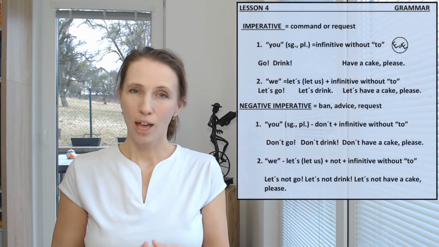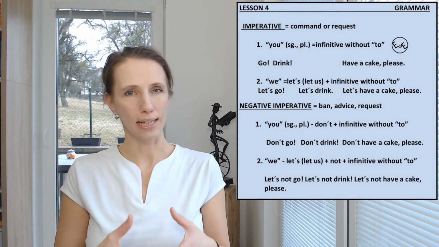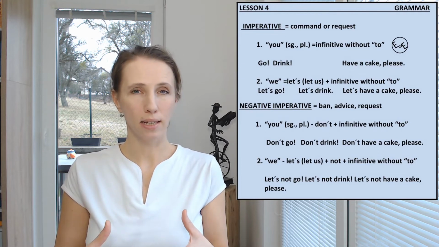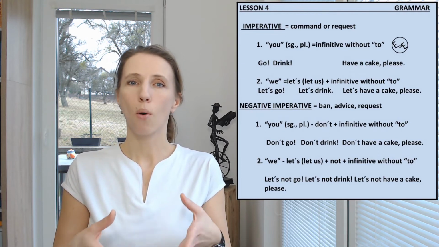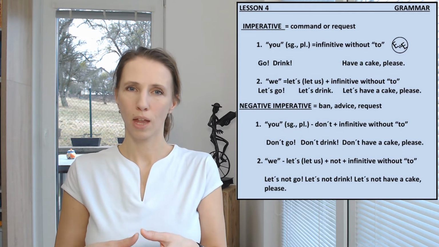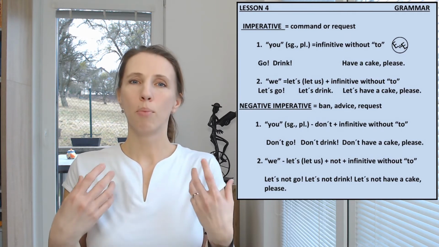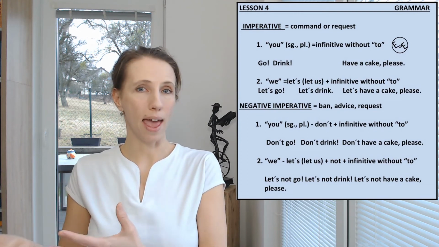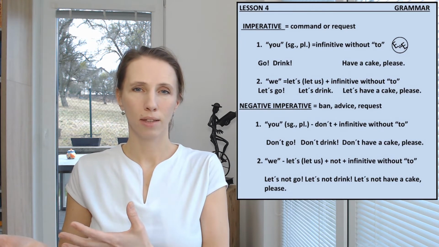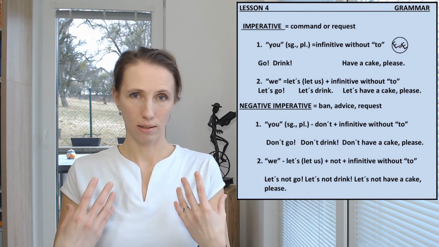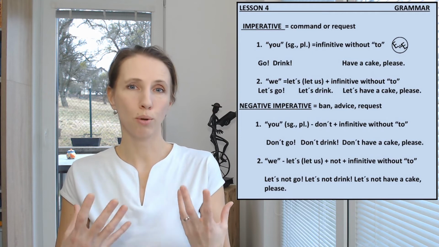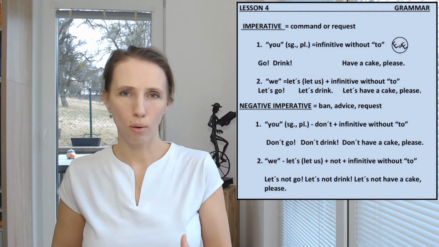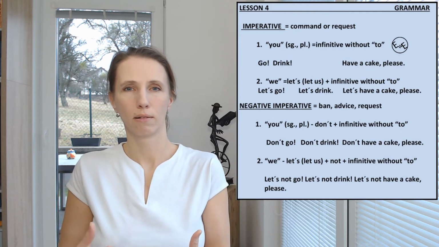Imperative. You already know the imperative from lesson 2. This means command or request, and we use the infinitive without to. Do it. Play. Sleep. Go there. For us, the first person plural, we say let's. Let's go. Let's do it. Let's dance.